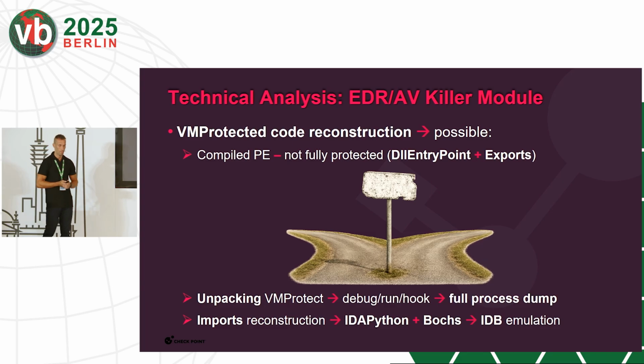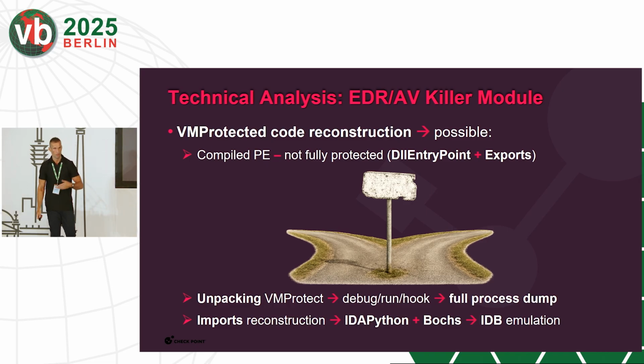So firstly, we need to unpack that. Super simple: debug, run, hook, or whatever, and just create a full process memory dump. Why create a full process memory dump? Because we basically needed to go with our own implementation for import reconstruction. Again, a little recap: we are dealing with a 32-bit binary protected by VMProtect, and one of the latest versions of VMProtect was used. If there are available tools that can help you with VMProtect reconstruction, they are usually outdated, not supporting the latest version, and mostly tailored for 64-bit binaries.